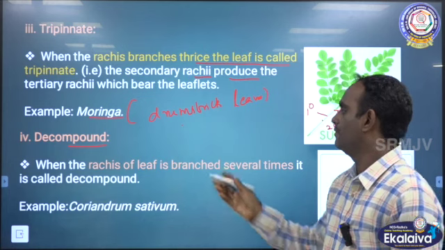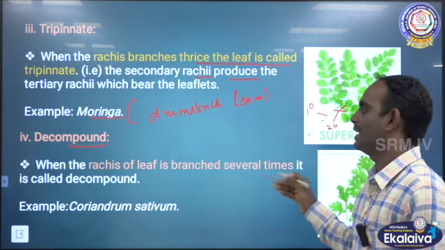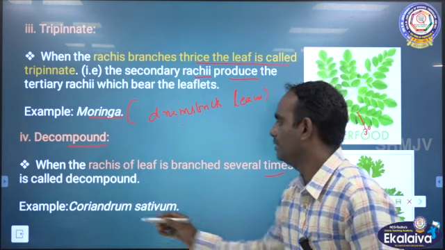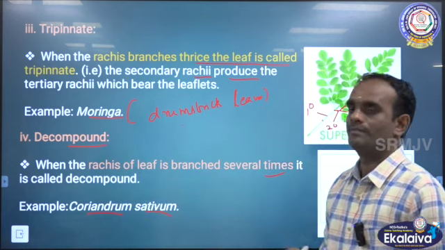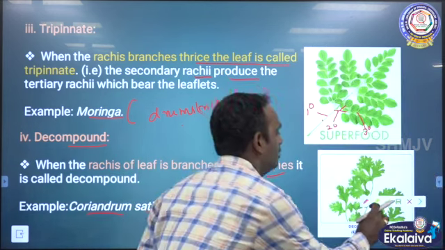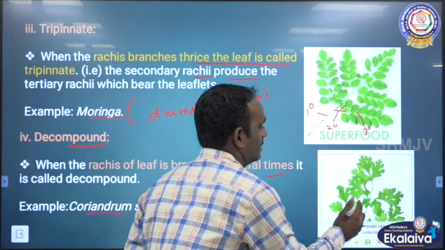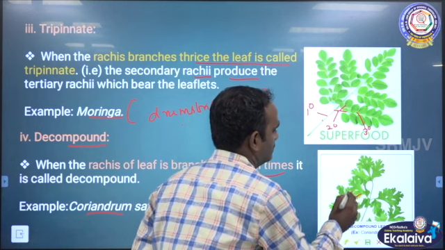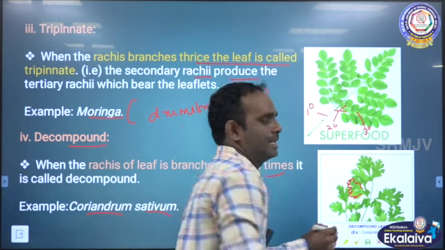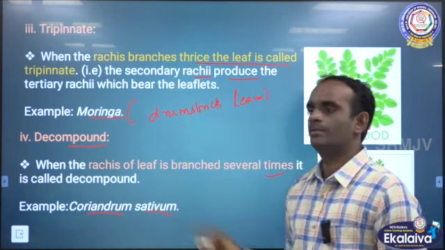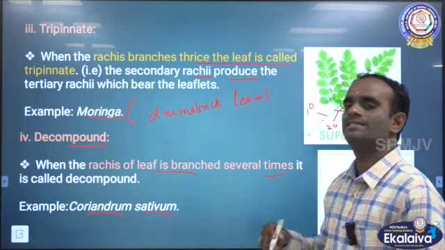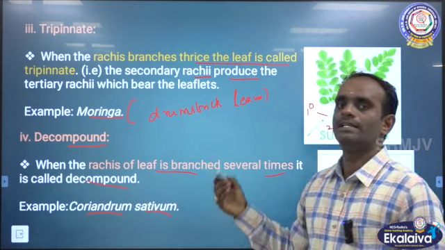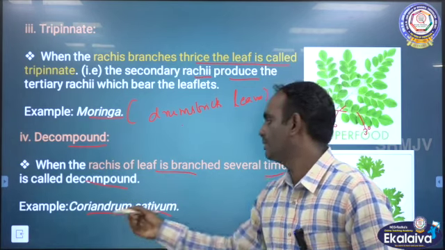And the fourth one is decompound. When the rachis of a leaf is branched several times, then it is said to be decompound. Example, Coriandrum sativum. See the picture here, children. Coriander leaves, Coriandrum. So many branches here. Such a type of leaf is said to be decompound. It is seen in the coriander leaves, Coriandrum sativum.